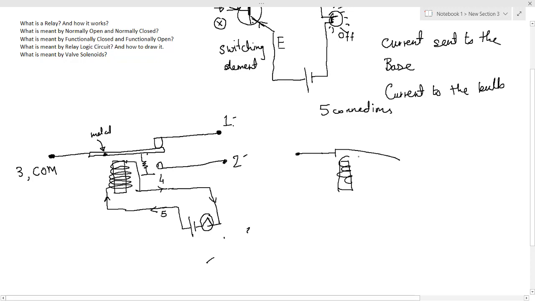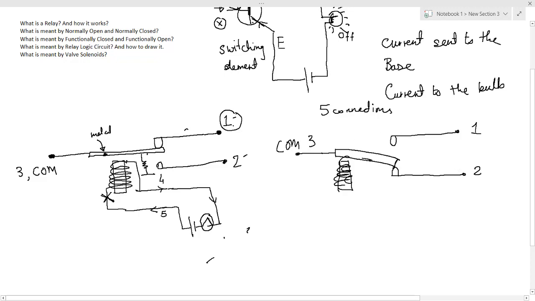Because of that, the metal plate bends and comes in contact with connection number 2. Right now I am just showing it like this; this is a very simplified diagram. Initially when there was no current flowing, the common was connected to connection number 1. But as soon as current starts flowing through the solenoid coil, the common port, connection number 3, gets connected to port number 2.